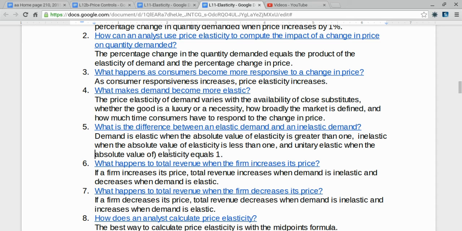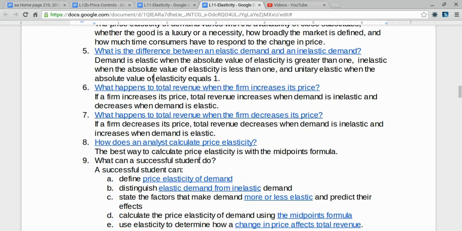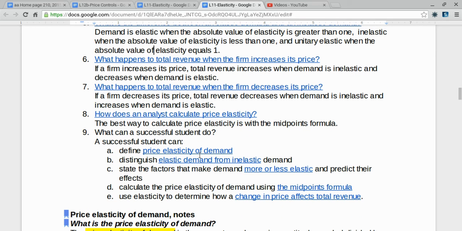Number 6, if a firm increases its price, total revenue increases when demand is inelastic, and the total revenue decreases when demand is elastic. Number 7, if a firm decreases its price, total revenue decreases when demand is inelastic and increases when demand is elastic.